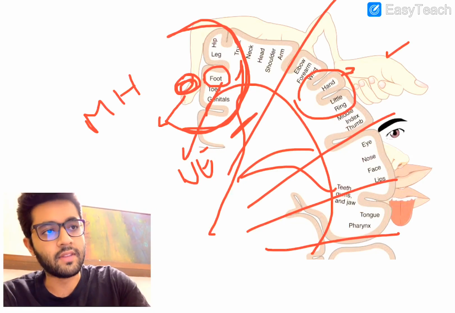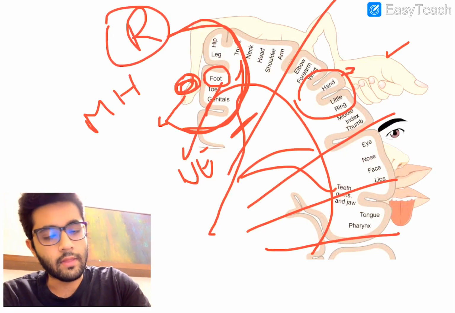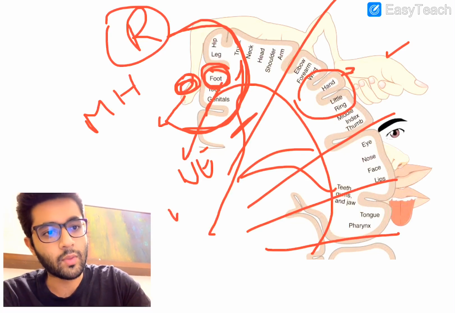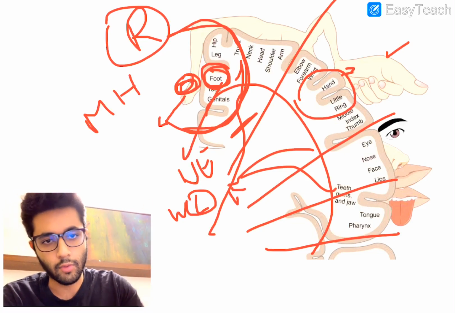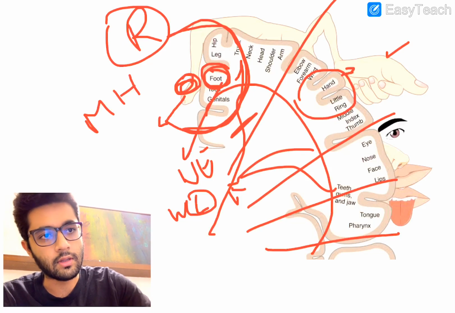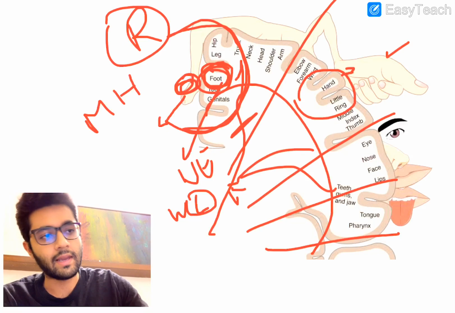So if this is the right motor cortex and the patient has a lesion in this part, and we know the fibers cross over, this patient will present with weakness of the left foot because it's contralateral. These motor fibers cross over at the level of the pyramid in the medulla. So if in the right cerebral hemisphere or the right motor cortex the foot region is affected, the patient will come with weakness in the left foot.